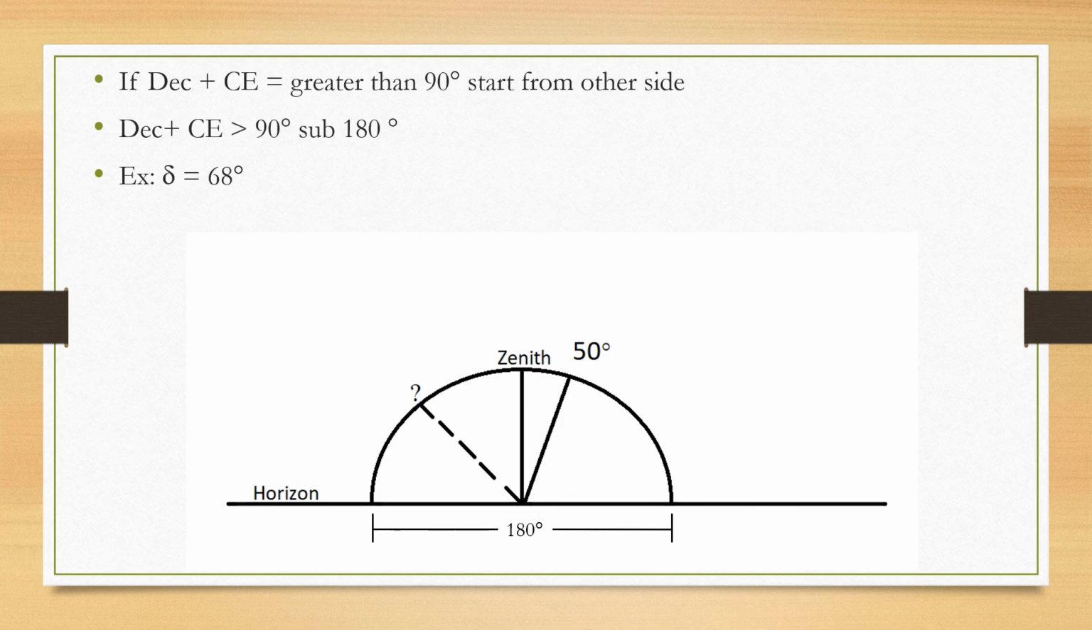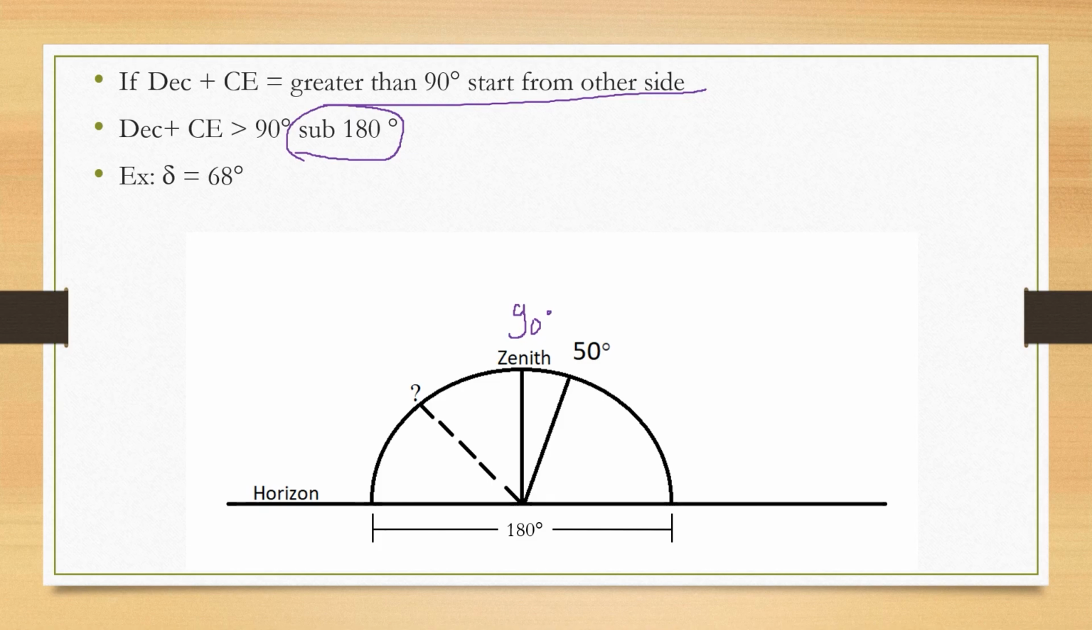Okay, so what we just worked on didn't have a number greater than 90. Remember that our number right here at the zenith is 90 degrees, right? So, what happens if you add these two numbers together and you get more than 90? Well, that just means you have to start from the other side, meaning you just have to subtract by 180 degrees. Let's take an example.